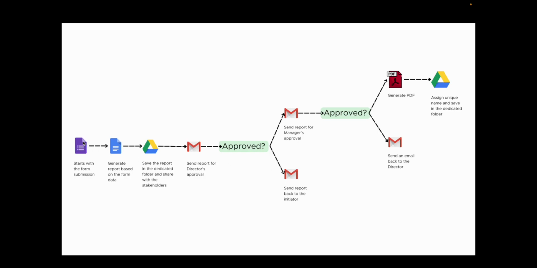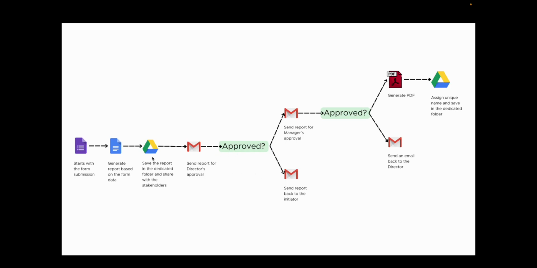So the process starts with a form submission, and then based on the data from that form, Zenphi goes and generates a new document with a predefined template. Then it's important to make sure that the newly generated document is shared with the stakeholders appropriately. So further, we will have a two-layer approval. These documents should be approved by the director and then by the manager.